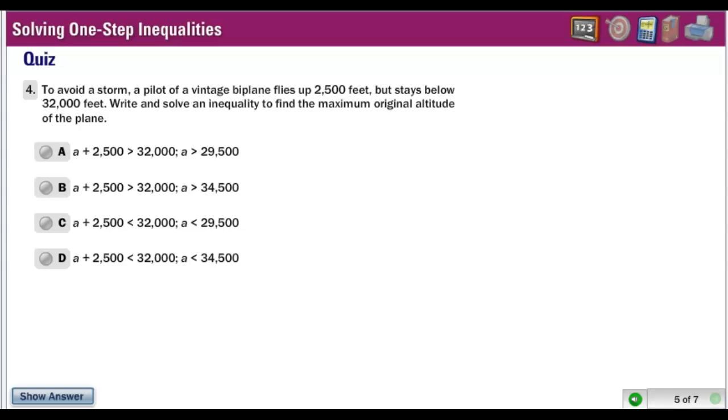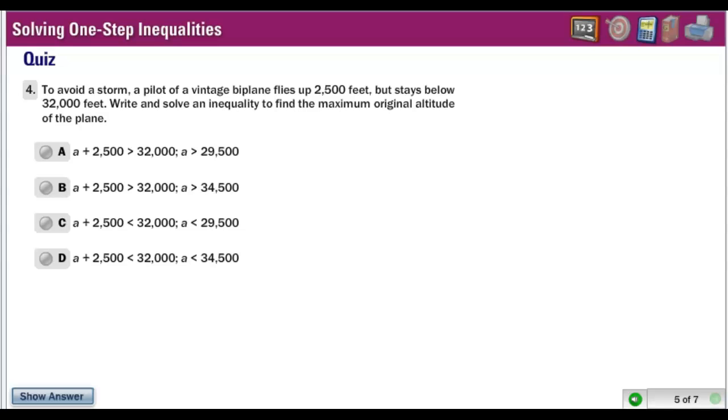Solving one-step inequalities. Like equations, learning inequalities is important to solve real-life problems. A lot of real-life problems can be converted into a simple equation or math inequality, which we know how to solve using simple math operations.